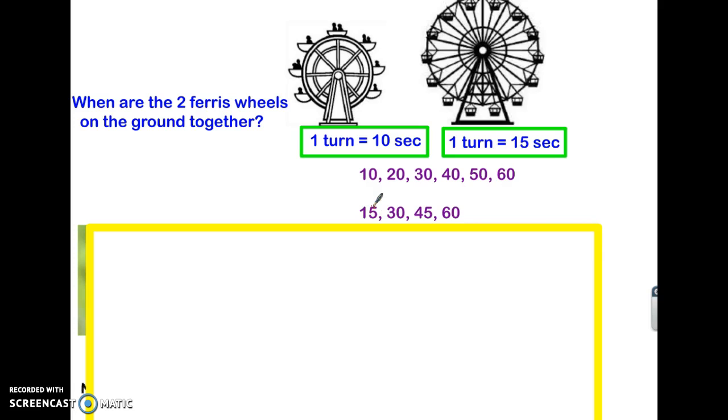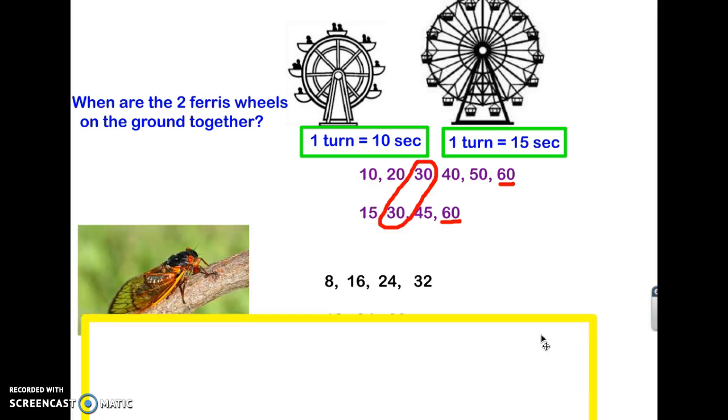And if we look at the least common multiple, in this case 30, we can see that after the small one goes around 3 times and the large one goes around twice, they're both on the ground together. You can also see that that happens again at 60 seconds.